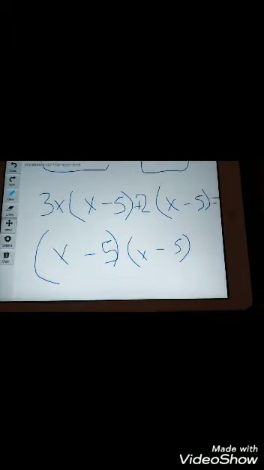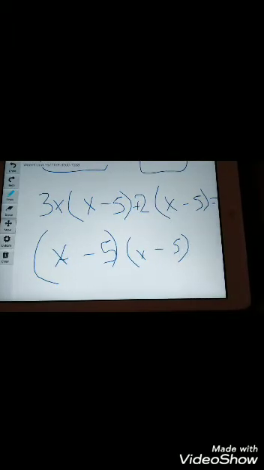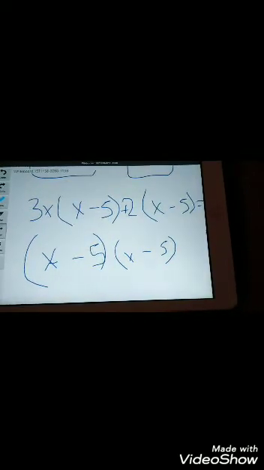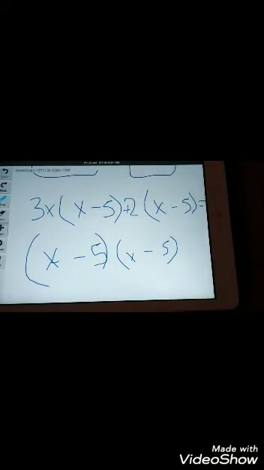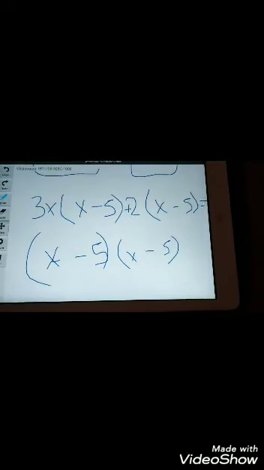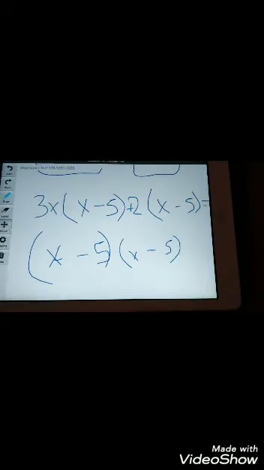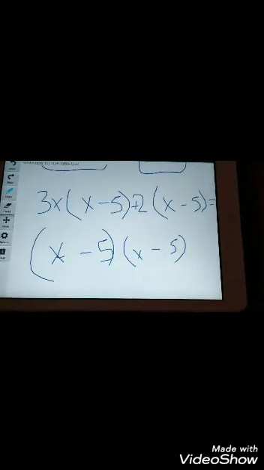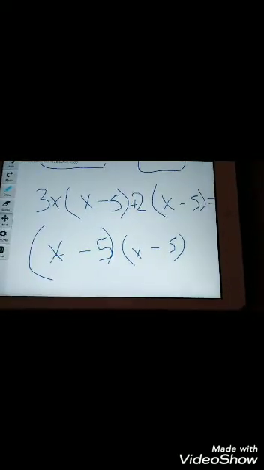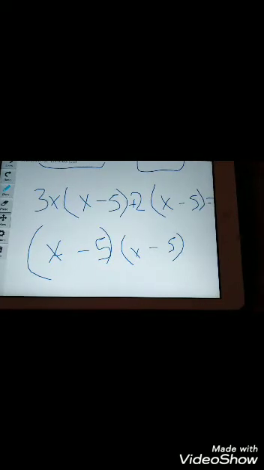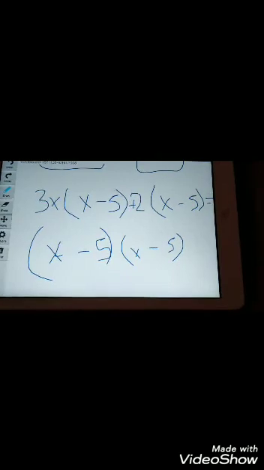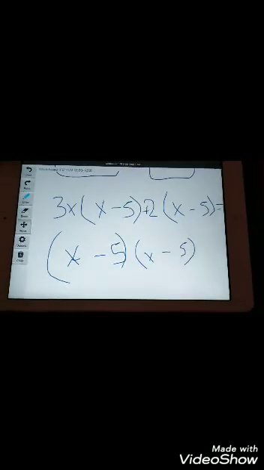Okay, so what do we have now? Is it 3x, is it x minus 5 again? Think again. Look at your equation. X minus 5 is common to both the terms. So if you think you've taken x minus 5 outside, what remains inside? 3x plus 2. That's it. Okay, 3x plus 2.